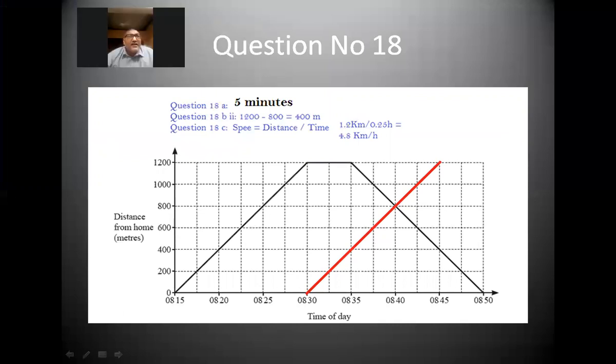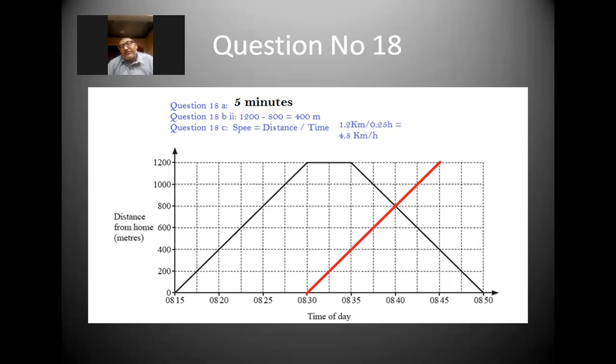Here you can see how I will find the speed. And this is a distance time graph, and you can find the speed easily. She is moving with a constant gradient here, so her speed is constant throughout the journey when she was going to the shop. So I will find out this rise, and I will find out this run from 8:15 to 8:30. So this run is 15 minutes, but I want the answer in kilometer per hour.